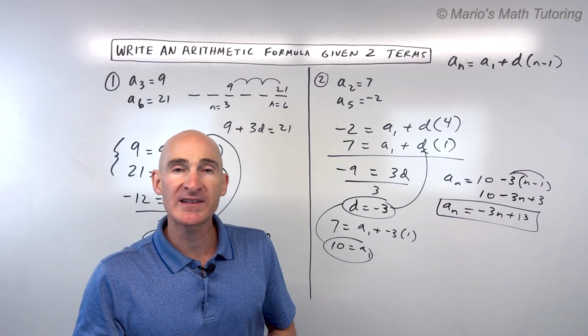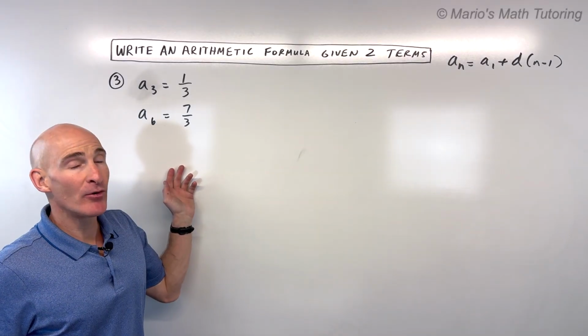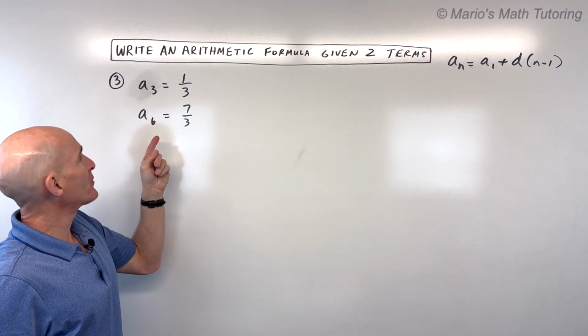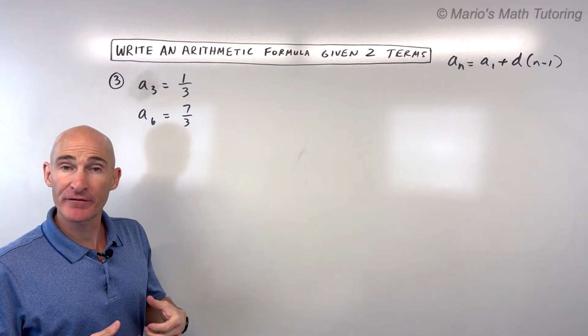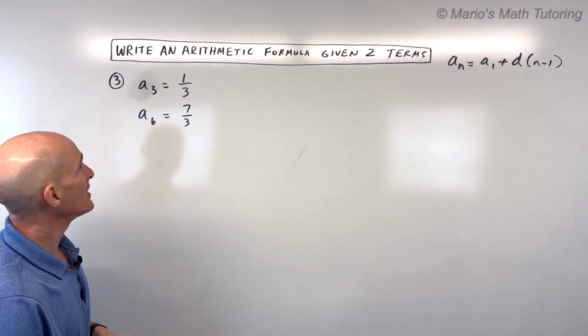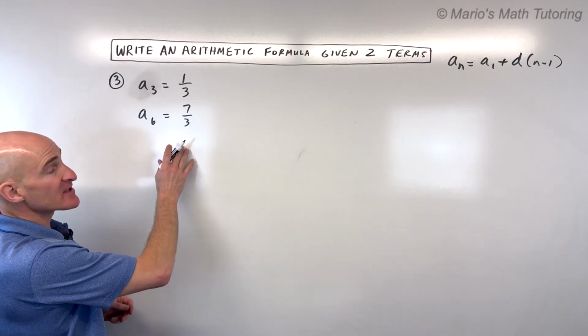Let's do one last example. See if you can do this last example. We've got the third term is 1/3. The sixth term is 7/3. How can we write an explicit formula to find any term in this arithmetic sequence? Well, let's go ahead and write a system of equations again.